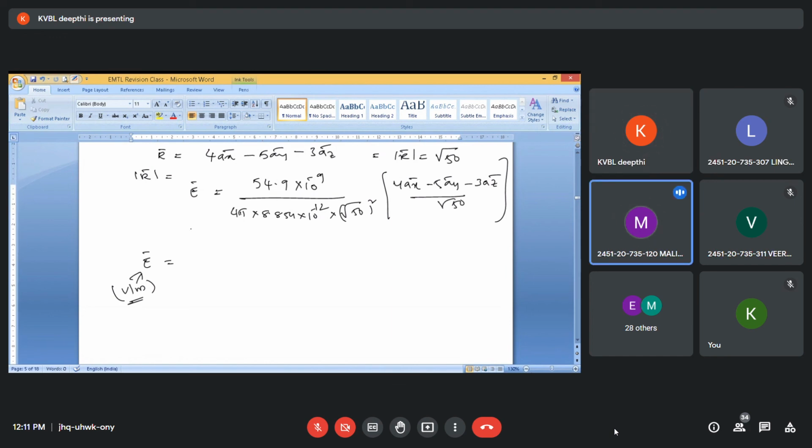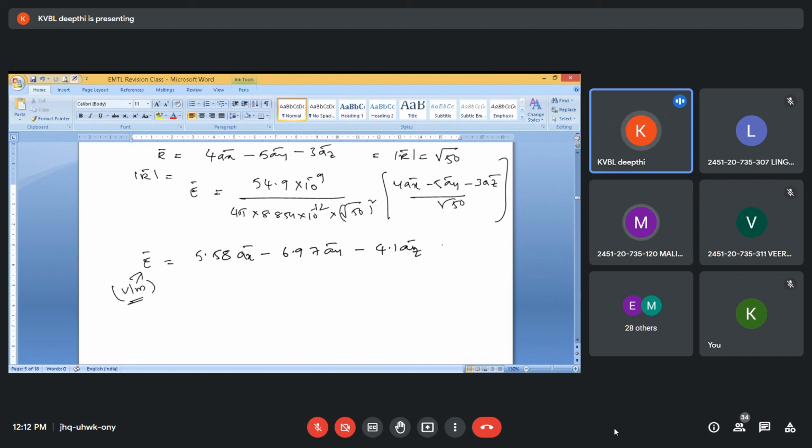5.58 AX minus 6.97 AY minus 4.18 AZ, in volts per meter. So this is how you will be getting the equation for electric field intensity.